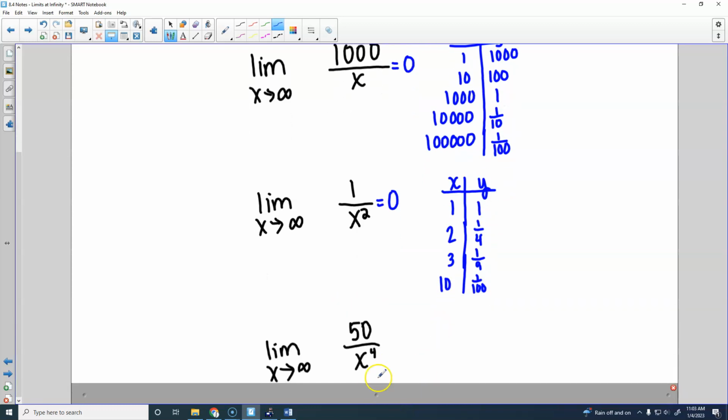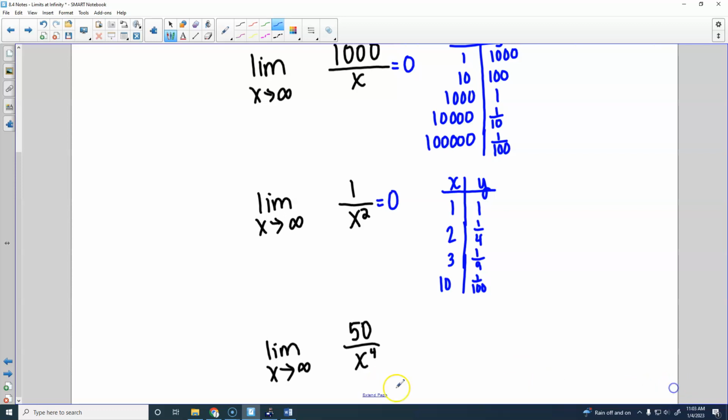What about here? Well, you got 50 pizzas. We got 50 pizzas this time, but we're doing x to the fourth. So if we start plugging in numbers, one person, 50 pizzas. But two, you'd have 50 over 2 to the fourth, which is 16. So that would be 25 over 8. Let's get the decimal: 25 over 8 is 3.125.